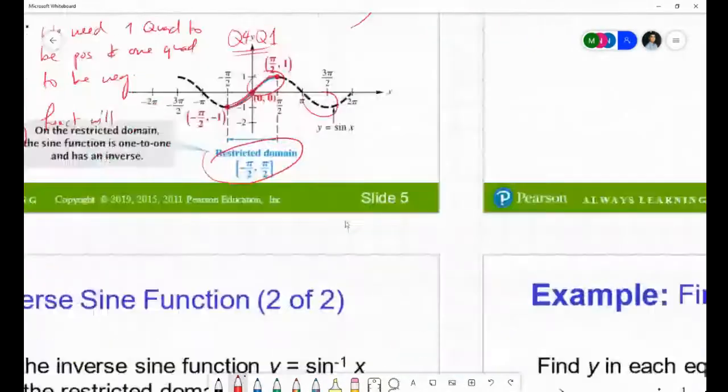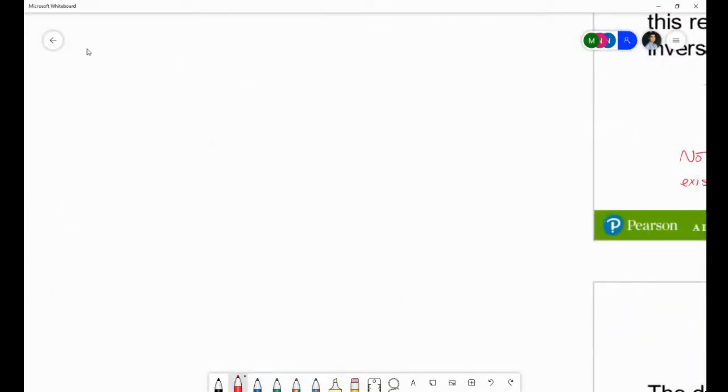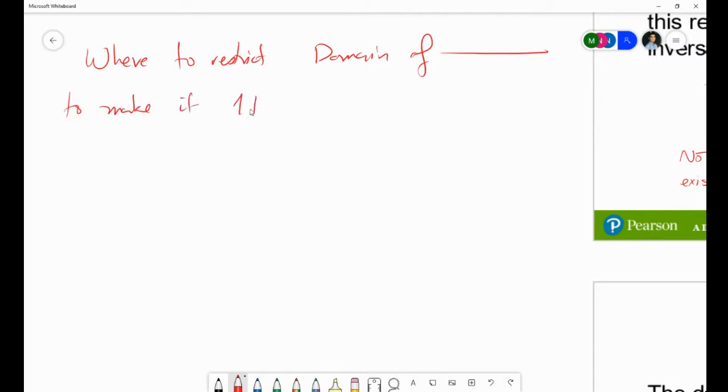All right, so let's look at cosine and see where we need to restrict it to make it 1 to 1. All right, so let's talk about cosine. Cosine looks like this. All righty. So what quadrant do you think I need to restrict it to make it 1 to 1?